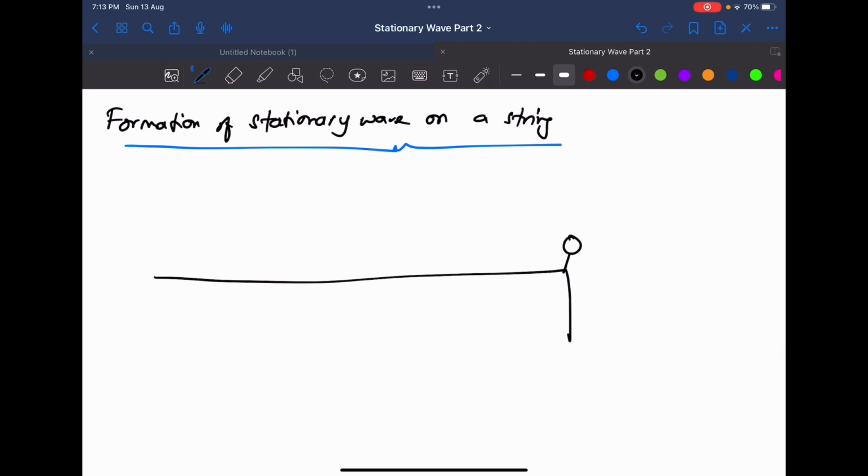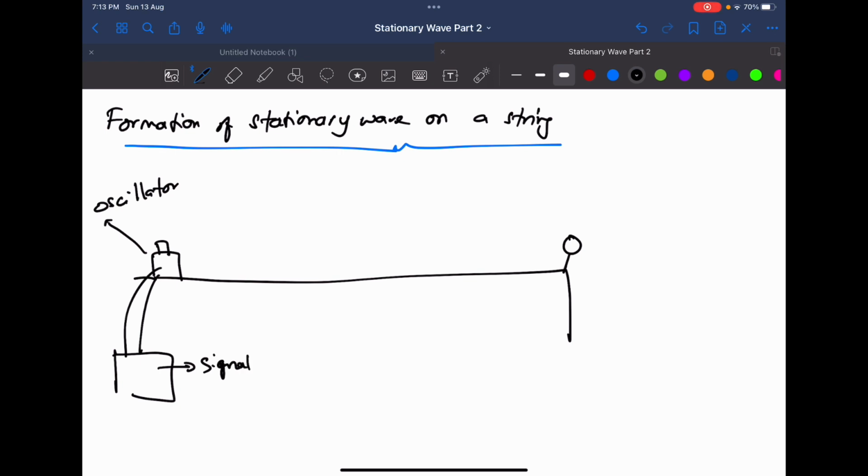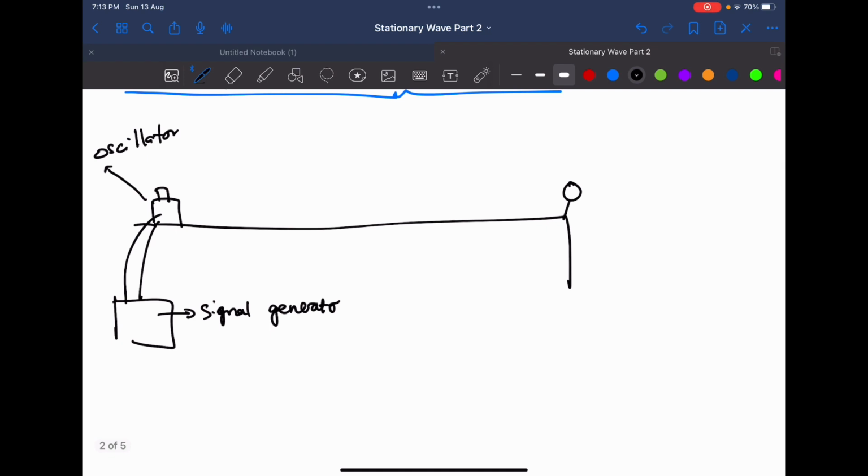So you have an oscillator, and this oscillator is connected to a signal generator. So what is a signal generator? A signal generator is able to produce varying electrical signal. Okay, varying electrical signal, that means different frequency and different amplitude.